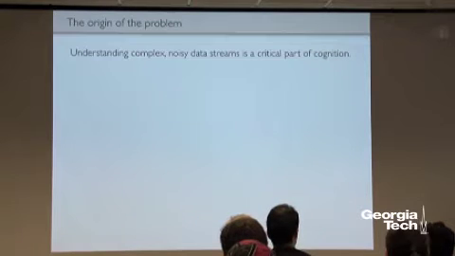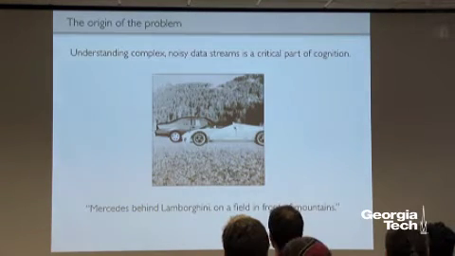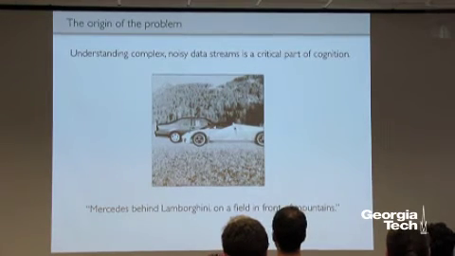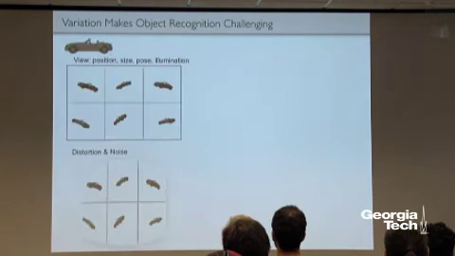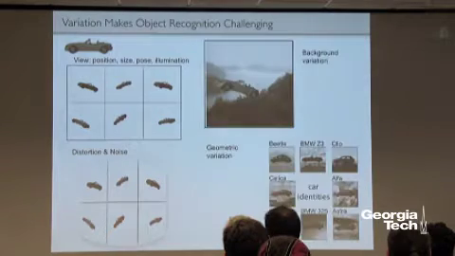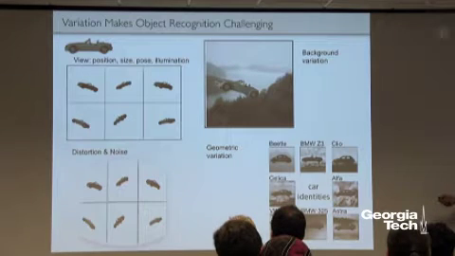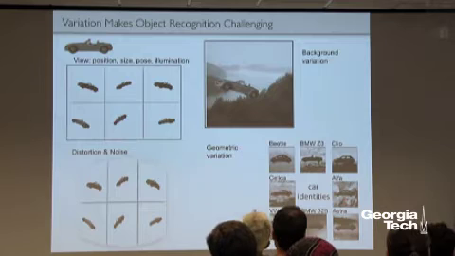As I was saying, parsing these types of noisy data streams is really important. You look at that image, you can tell pretty quickly there's two cars, one is in front of the other, they're on a field in front of some mountains, and it's much faster for you to figure that out than for me to say it. And you can do this despite a huge amount of variation, right? Position, pose, size, illumination, distortion and noise. I mean, background variation, scene variation, right? Presumably you haven't seen this image before, but you can still tell there's a car. And even if you don't know what an Alpha is, you can still tell it's a car.